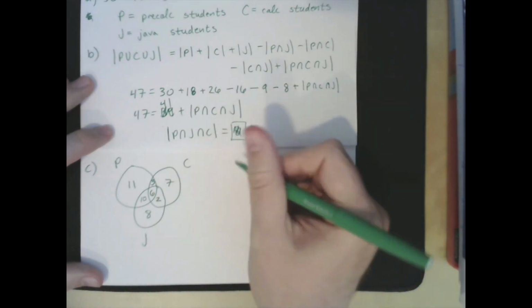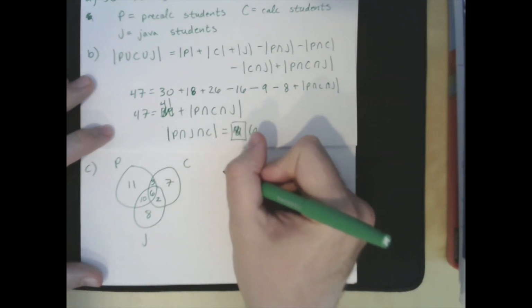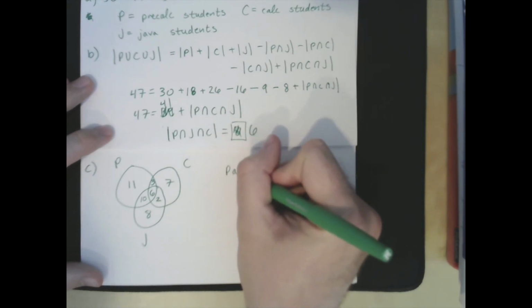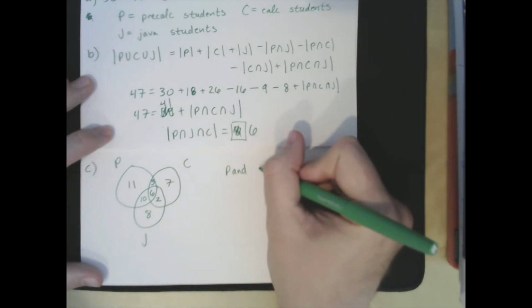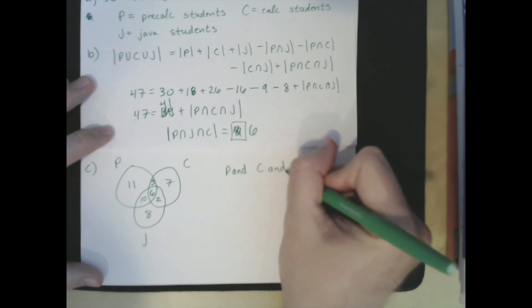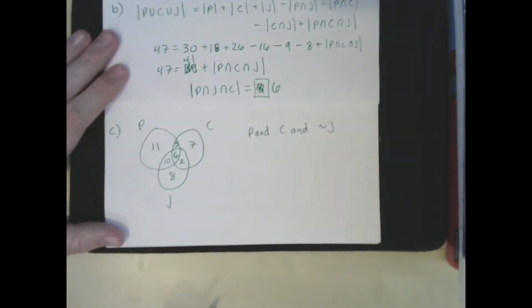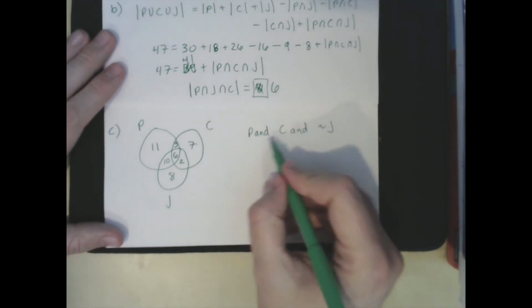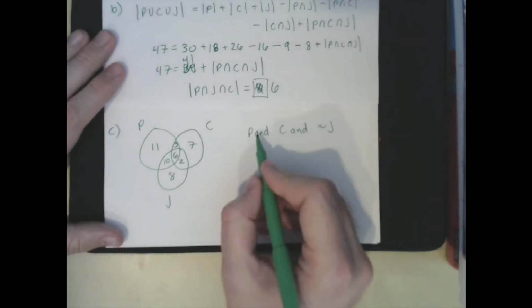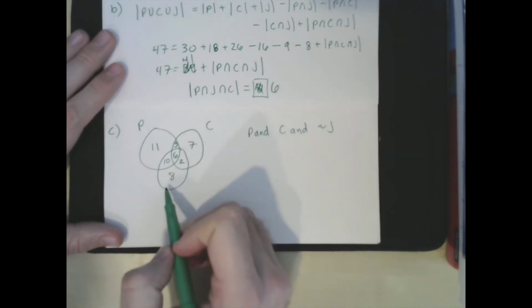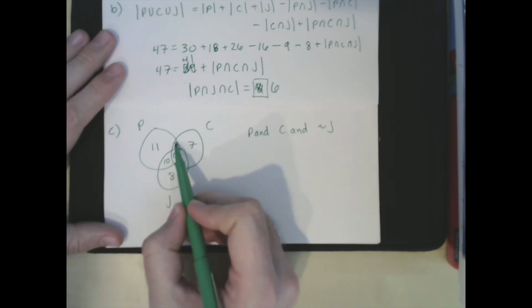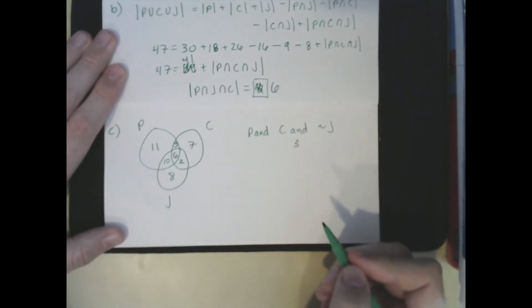So now we are looking at pre-calculus and calculus only. So P and C and not J. And I believe, yes, so this should have just been an only here. So make sure you add that back in. So P and C and not J. So those are the students that are in P and C but not in the Java category, so that leaves the 3 that are here.